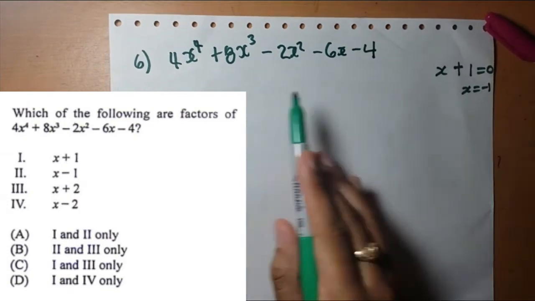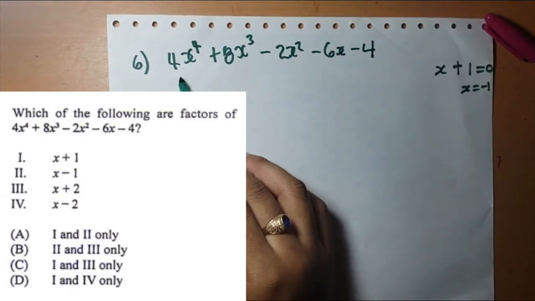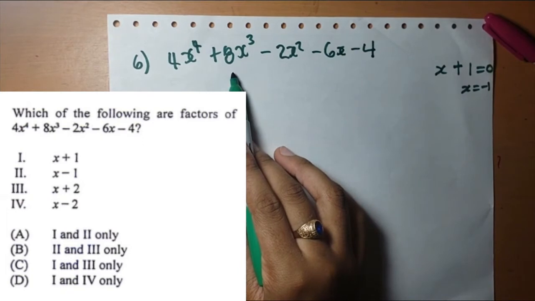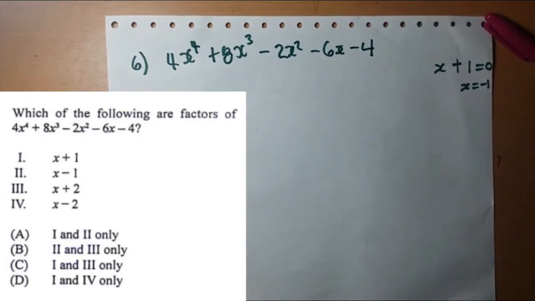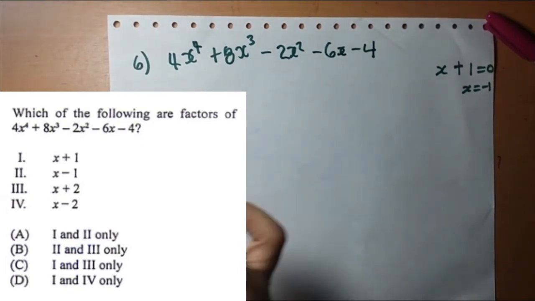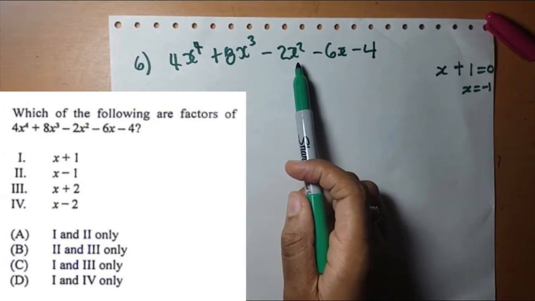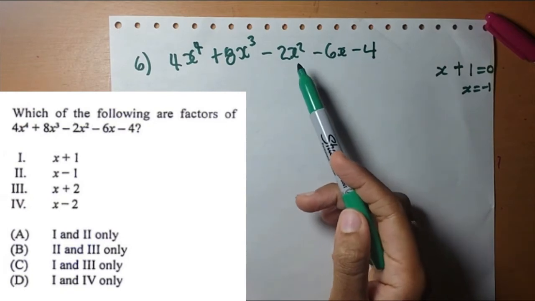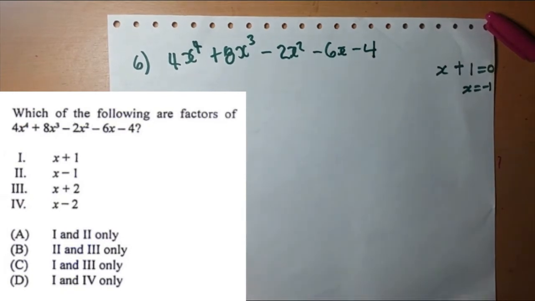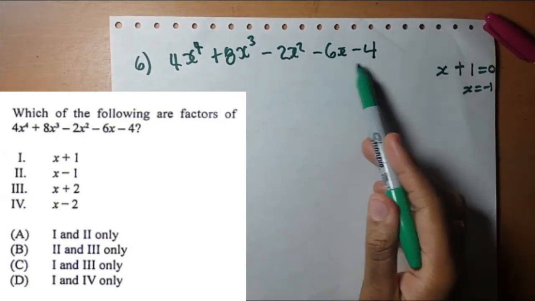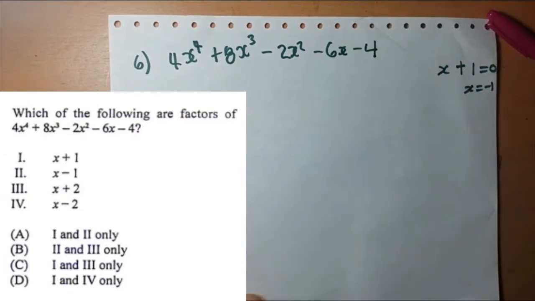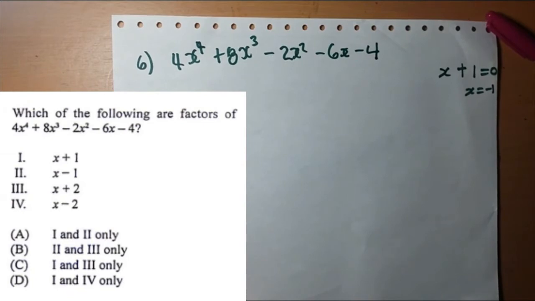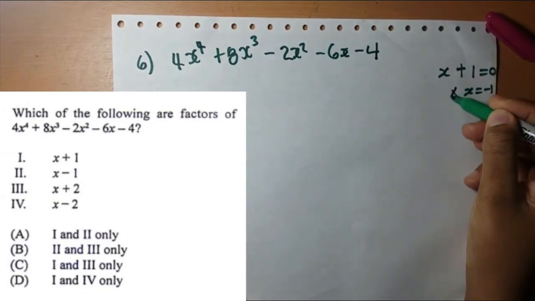So minus 1, so that would be 4 plus, so 8 times minus 1, so on my calculator, 4 minus 8, so I don't forget. And then now we have negative 1 squared, that's 1, so therefore minus 2. Negative 1 times negative 6, that's plus 6, minus 4. So this one is not a factor.